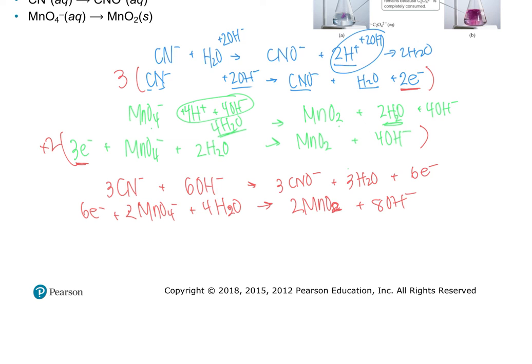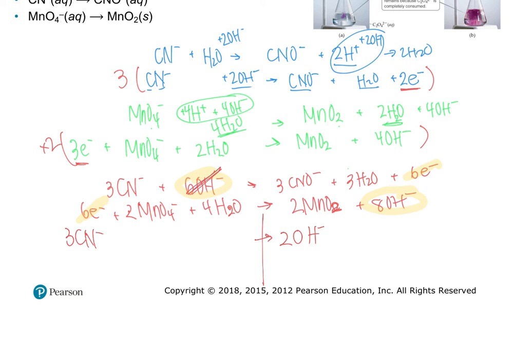So what can we cancel out here? I have 6 electrons, perfect. Now I have hydroxides. I have 8 on this side and 6 on this side. So what's going to happen is that's going to go away, and we'll end up getting 2 left over on our product side. So let's actually just start adding things together. So I have 3 cyanides. My hydroxides cancel out here, so I get 2 hydroxides on this side.